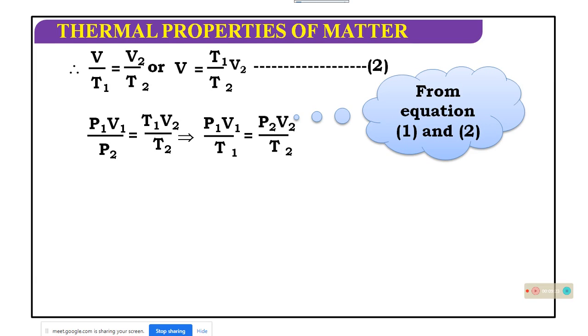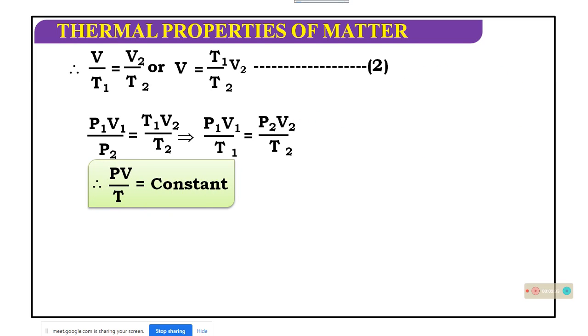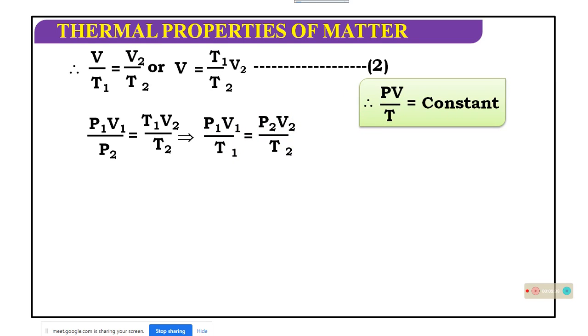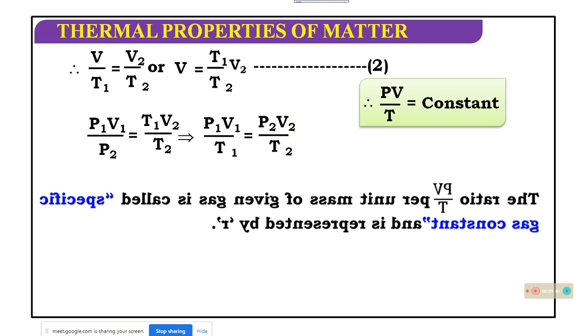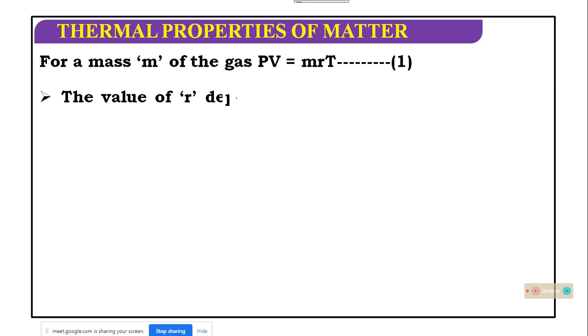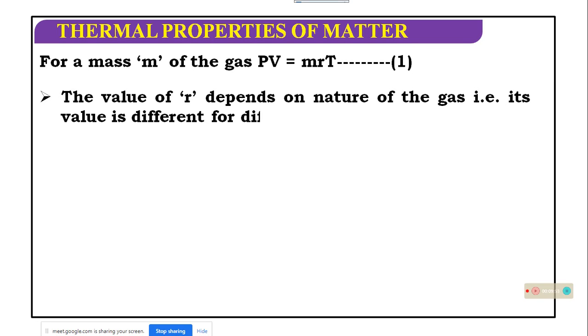From equations 1 and 2, we can write P1 V1 by T1 equals P2 V2 by T2. That is, PV by T equals a constant. Okay. That is PV by T equals R, and PV equals RT. For a mass M of a gas, PV equals MRT, and the value of R depends on the nature of the gas.